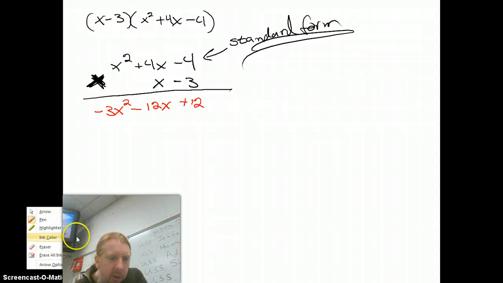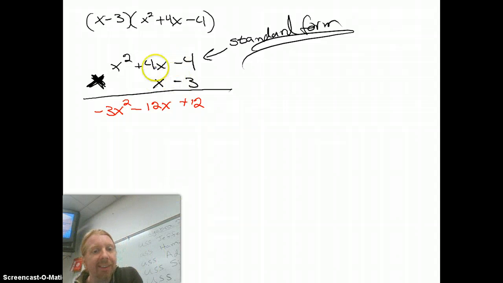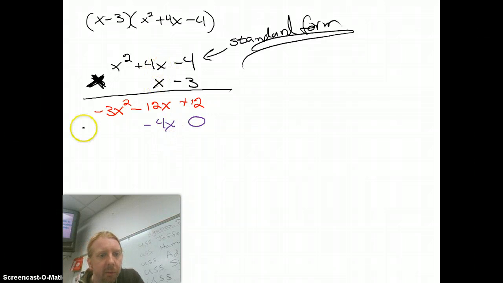Now I'll go ahead and do the tens column, which in this case is my x's column. So there's my 0. Make sure I line it up. And then I'll go ahead and continue. So x times negative 4 is negative 4x. x times 4x is 4x squared. x times x squared is x to the third.